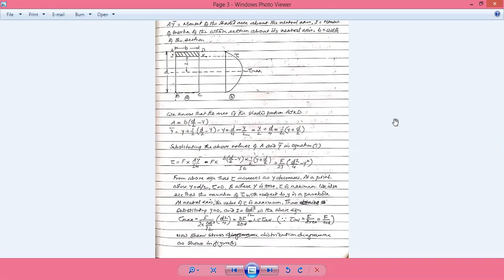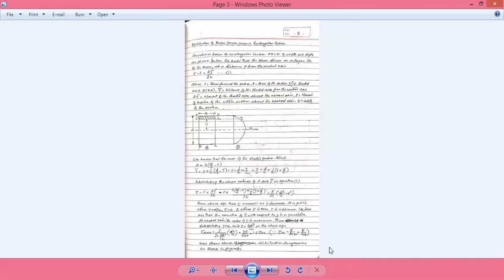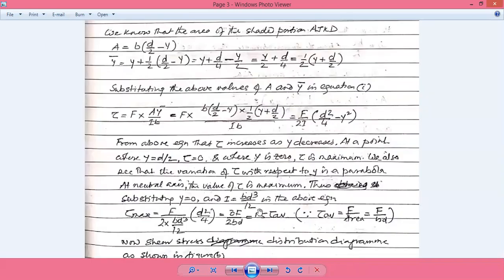We know that the above equation increases as y decreases, as y is the difference from D square by 4. The lower the y, the higher the shear stress. So it is very clear that y is the distance of the section from the neutral axis. The closer the section is to the neutral axis, the higher the shear stress is going to be.